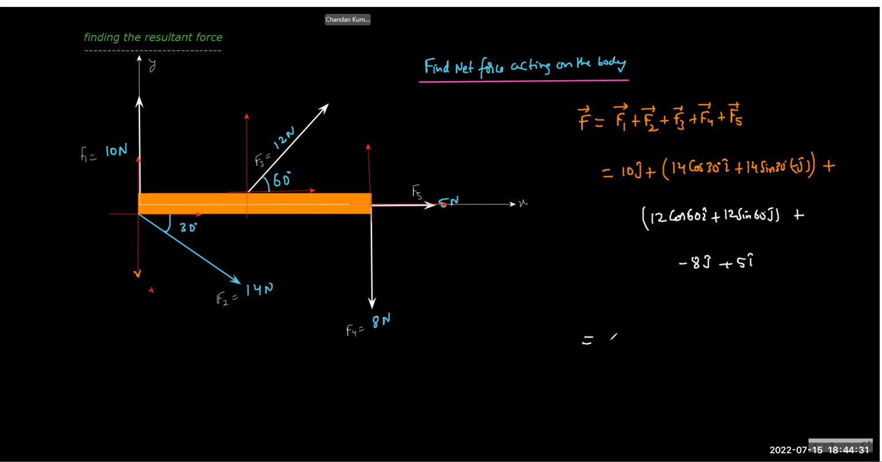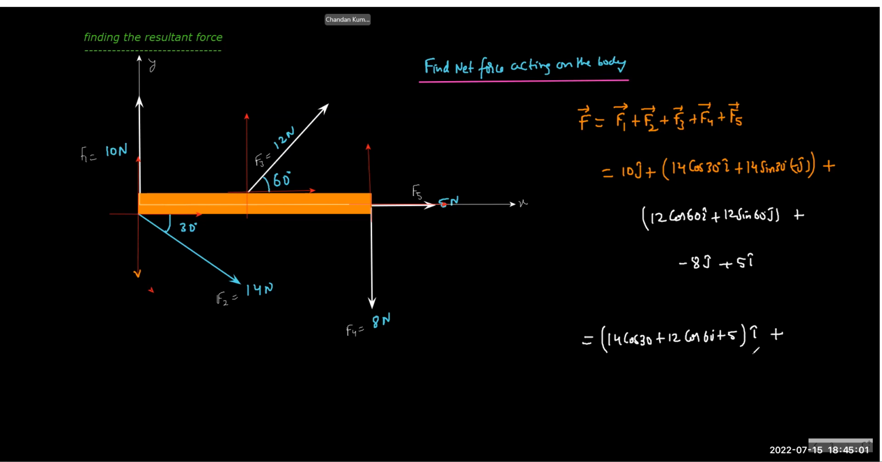So I'll write 14 cos 30 i cap. Okay. Then 12 cos 60 plus 5, whole i cap. And you can see now you're adding simple numbers, like simple algebra, the algebra which you know. And what you're learning right now is called vector algebra.